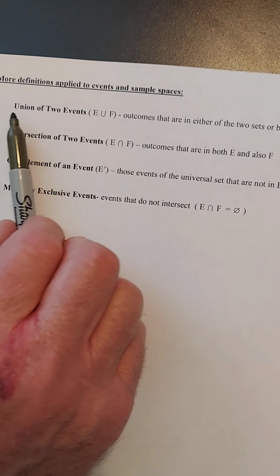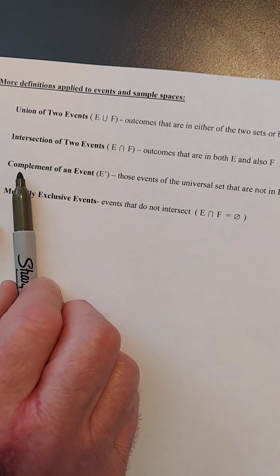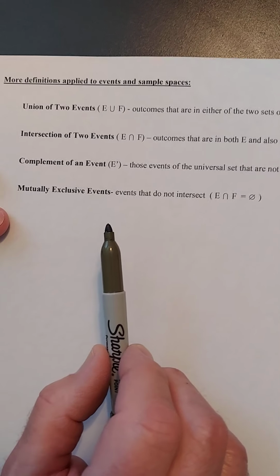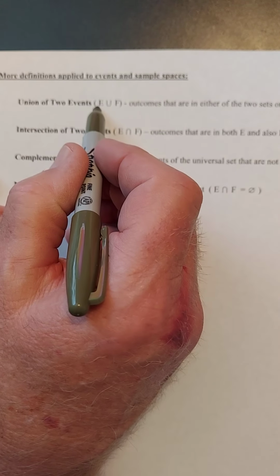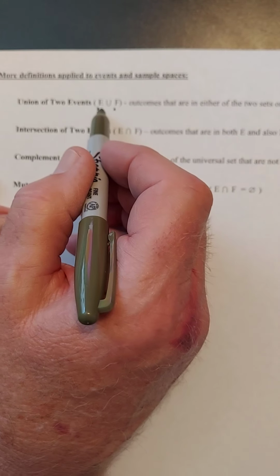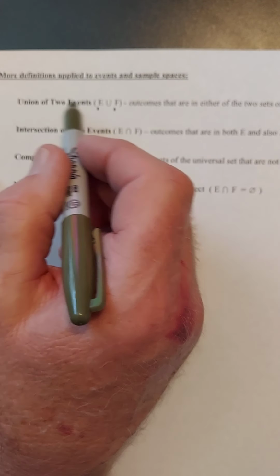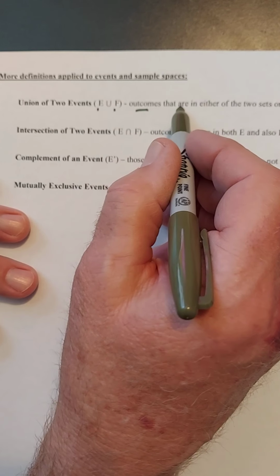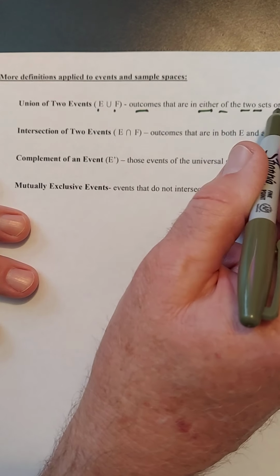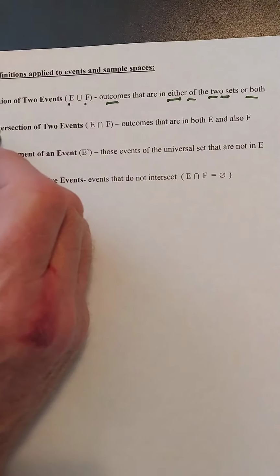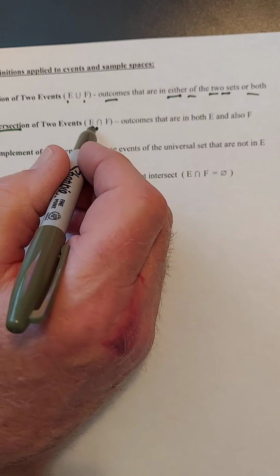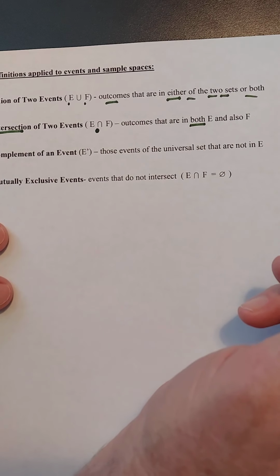Okay, now the next part's going to look very familiar. It's the same thing we did last chapter. We talked about union, intersection, complement, and then this one's going to be a new one. I'll talk about that in a second. But these really mean the same things. E union F. You'll notice that they use the letters here, and these stand for events, not sets, but events. The union represents all the outcomes that are in either of the two sets or both. So as long as it's in at least one, you're okay. The intersection, same symbol, E intersect F, are those outcomes that are in both E and F at the same time.